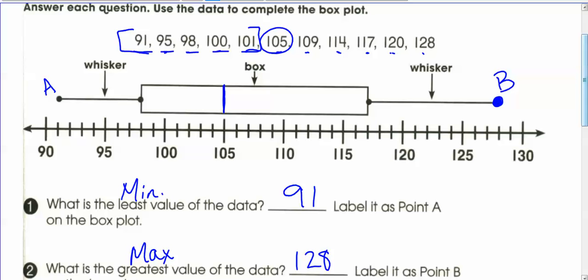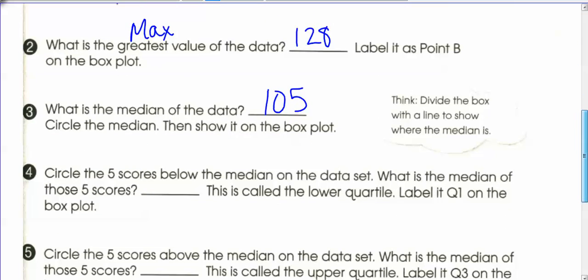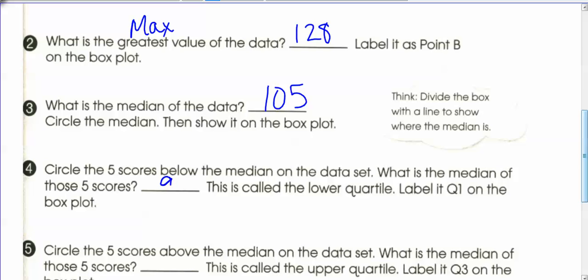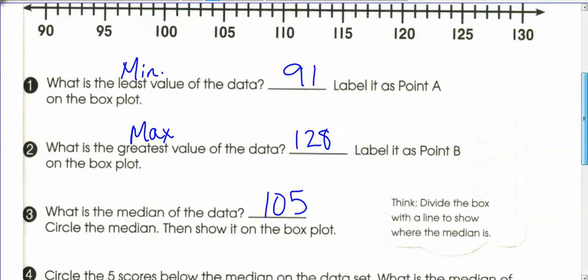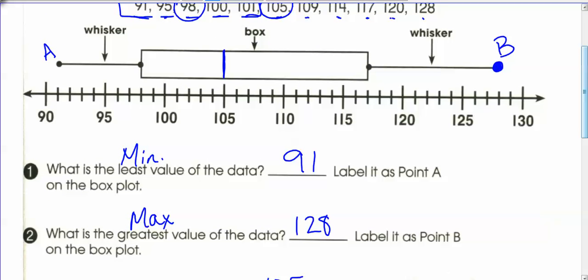So we want to find the middle value. The middle value here is 98. All right, so quartile 1 is 98. Label it Q1 on the box plot. So go to your box plot, and this is Q1. There's an example of a box plot right on the front of your module cover. You can check that out later. Those are labeled with minimum, Q1, median, Q3, and maximum.